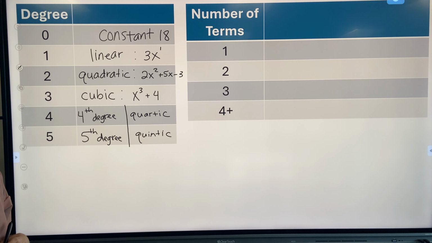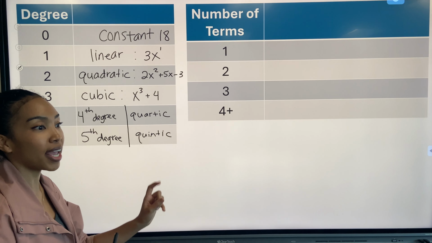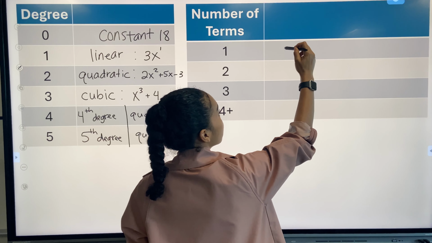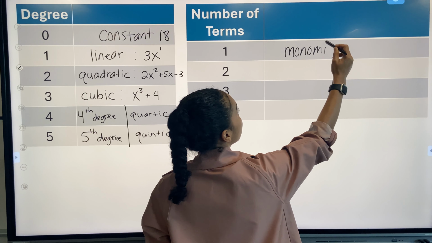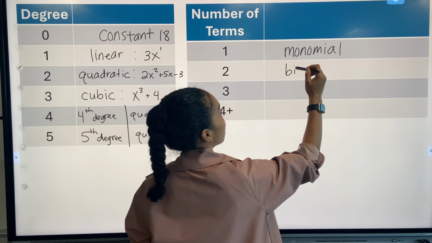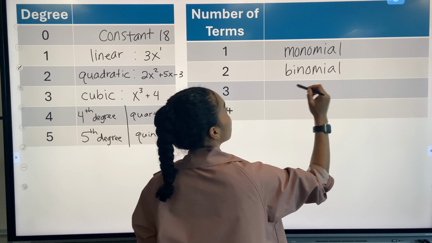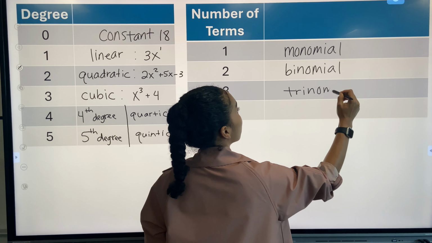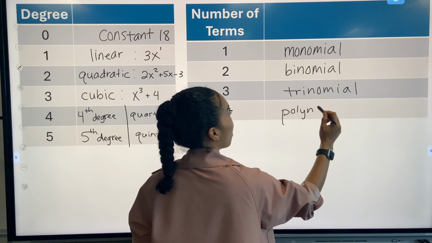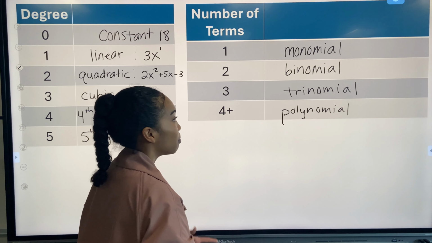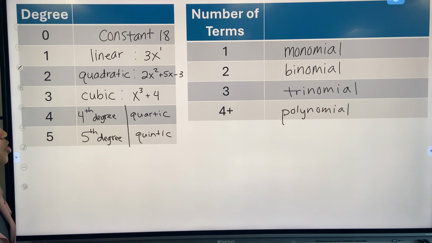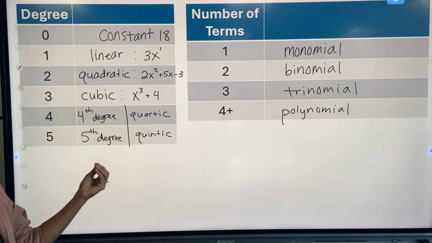Okay, now let's talk about the number of terms. We talked about this yesterday. If I only have one term, what is that called? Monomial. Exactly, monomial. How about 2 terms? Binomial. 3 terms? Trinomial. And 4 or more? I don't know. Polynomial. Poly means many. Okay, so that is how we're going to classify our polynomials.